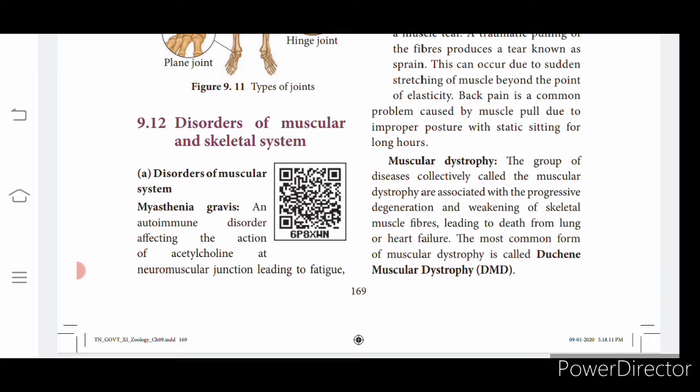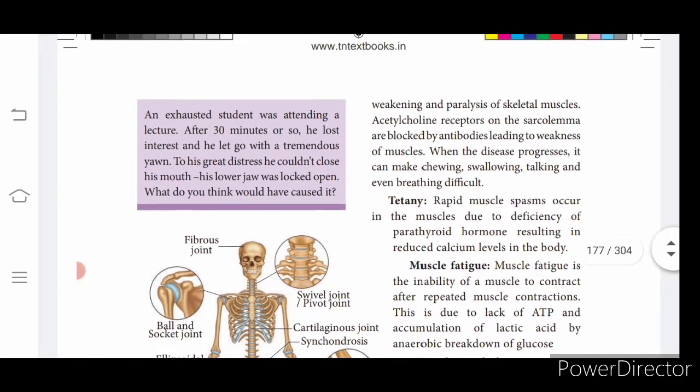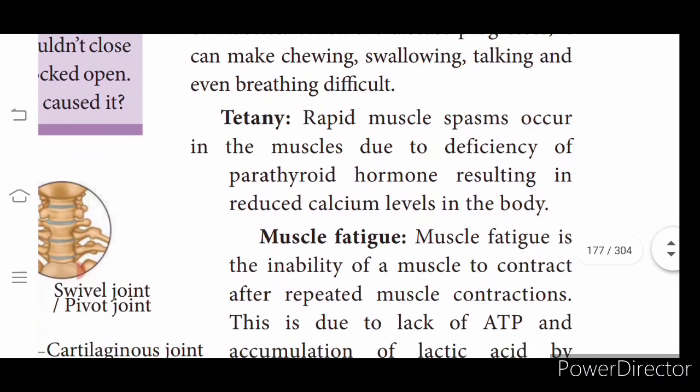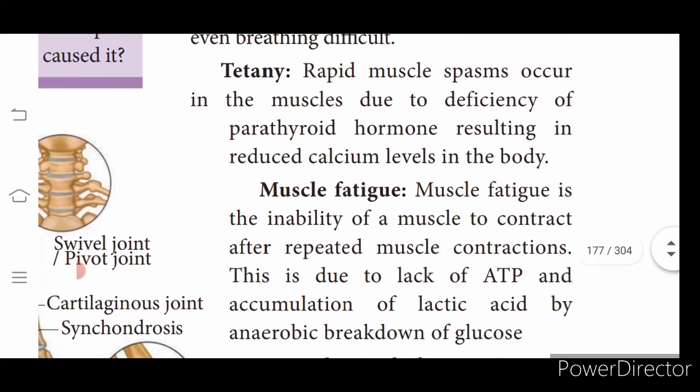First, coming to the muscular system, a name of the disease is myasthenia gravis. It is an autoimmune disease. It is a disorder affecting the action of acetylcholine at the neuromuscular junction. This acetylcholine helps in the conduction of nerve impulses, which will be affected, which in turn will affect the movement. When the disease progresses, it can make chewing, swallowing, talking, even breathing difficult.